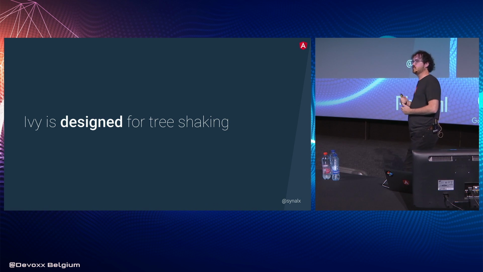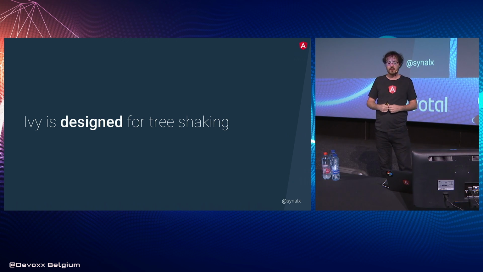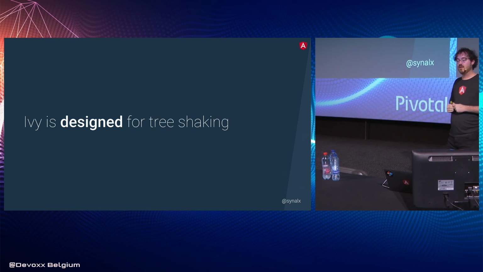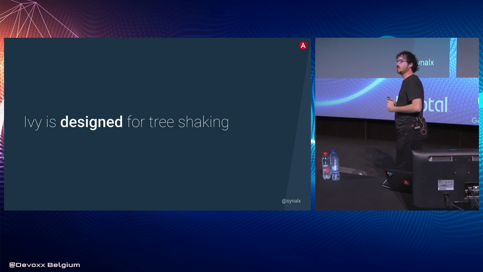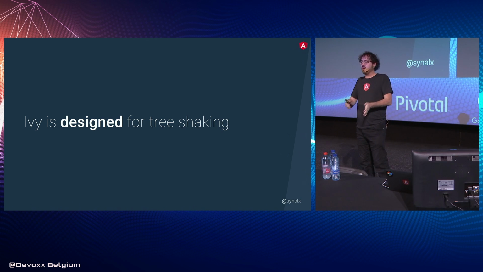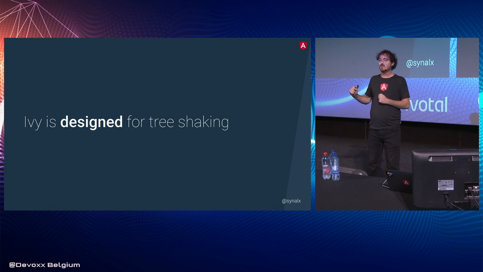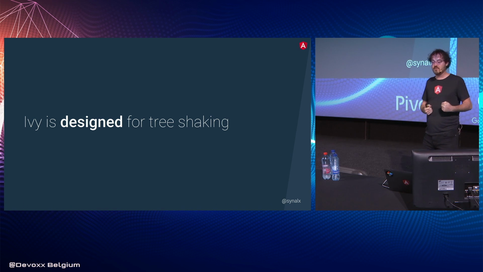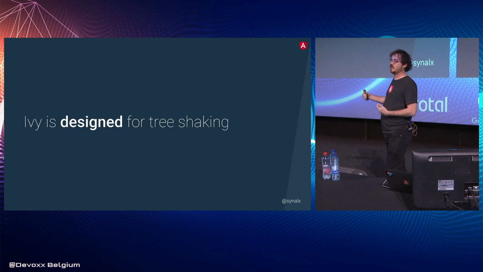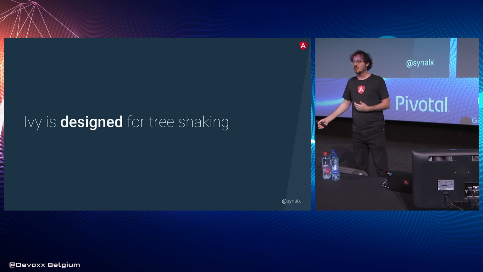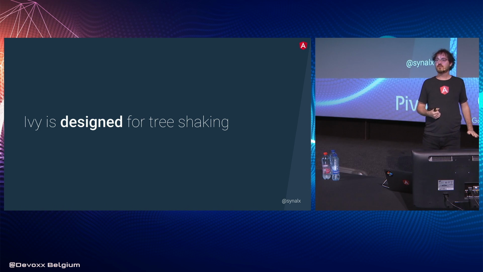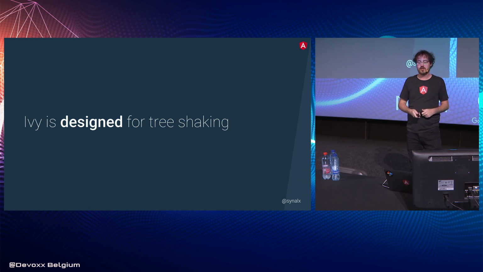The Ivy runtime was designed from the ground up to be tree shaken. That's why we've broken it up into separate functions, separate instructions. If you don't use internationalization in your application, your template gets compiled, and the compiled code doesn't reference the internationalization instructions. The tree shaker can see that and will remove those instructions from your bundle. If you don't use SVG elements directly in Angular templates, which is something we support, your template will not include references to SVG-related instructions, and they can be removed from your bundle by the tree shaker.